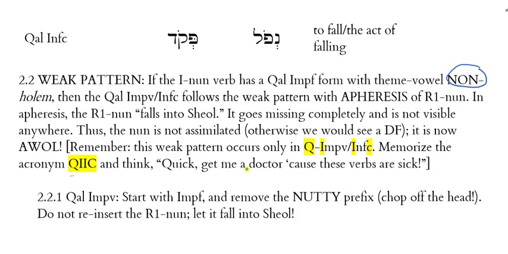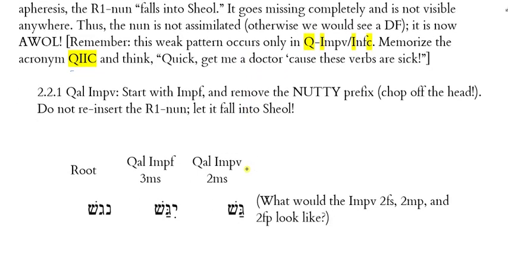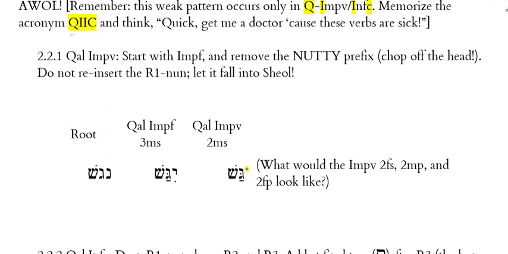Anyhow, let's take a look at the Qal imperative. Remember how to form the Qal imperative. To form the Qal imperative, you always start with the imperfect, and then you remove the prefix, or as I like to say, you chop off the head. When you do this with your one noon verbs that do not have a holem theme vowel, you will not reinsert the root 1 nun that assimilated. You're going to let it fall into Sheol.